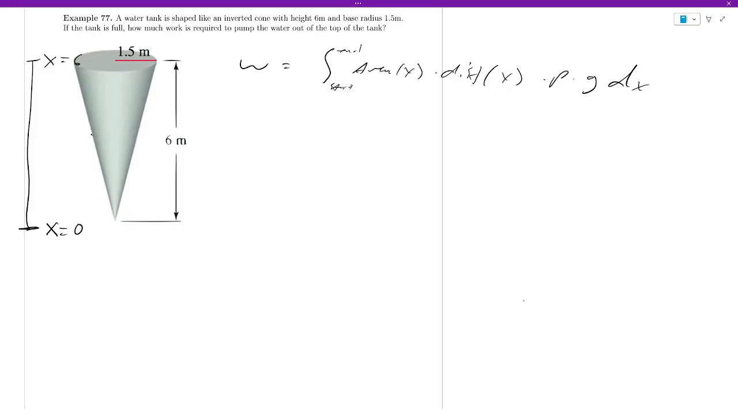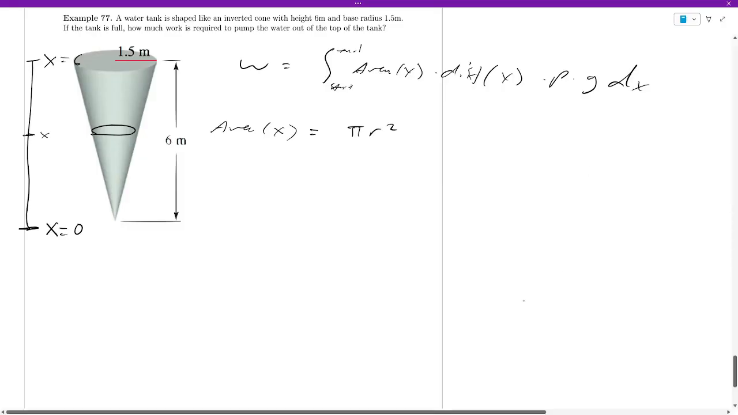Let's imagine one slice sitting here. I need to know the area of that slice as a function of x, where x is representing just a generic position between x is 0 and x is 6. I bet you can guess that this area is pi r squared, right? It's a circle. But I do have to think about r a little bit. Before, when we had a cylinder, the radius was constant the whole time. It was 4. Here, the radius is changing as you go along.